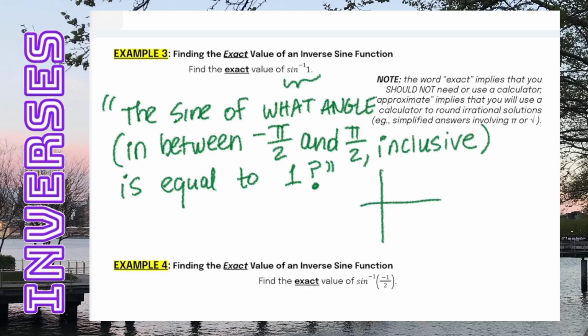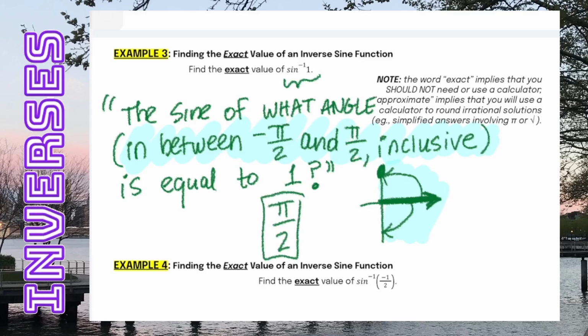If you need a visual, the initial side of an angle in standard position is over here on the positive x-axis. Negative pi over 2 sweeps you out this way. Positive pi over 2 sweeps you out this way. So we're saying that somewhere in this vicinity, in between negative pi over 2 and pi over 2, the y value, which sine is, is equal to 1. And where is that? Ding, ding, ding, right there. What angle is that? Pi over 2.